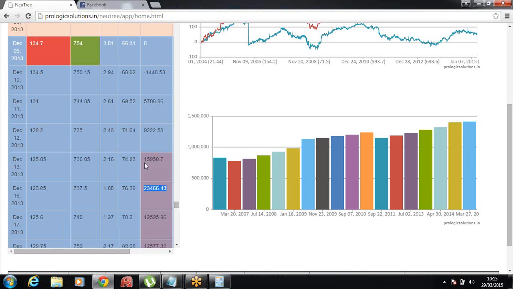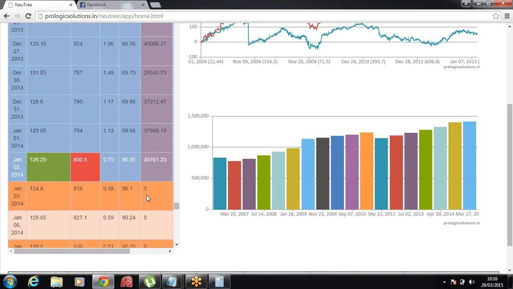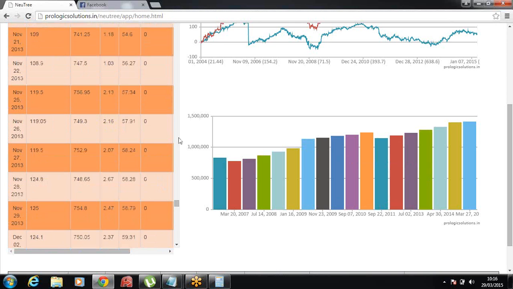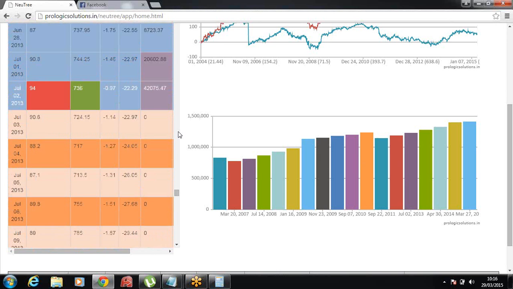So you can just calculate what your return on investment is. Your investment will be something like 80,000 or 1 lakh rupees, and your profit is 49,000 rupees on one particular lot. So this is also a fantastic call. Now let's check the other call.